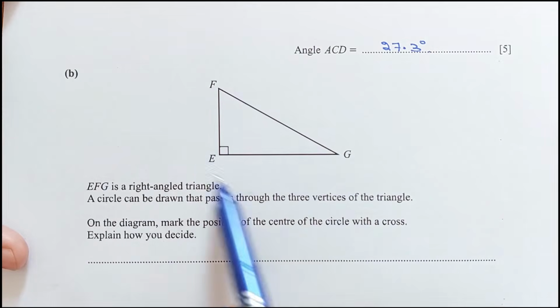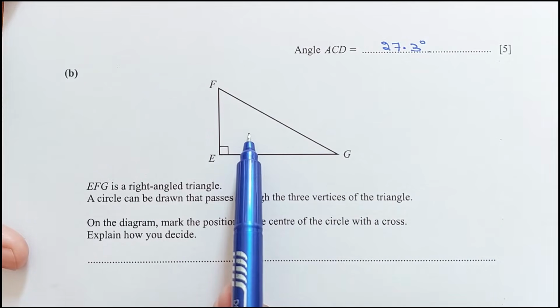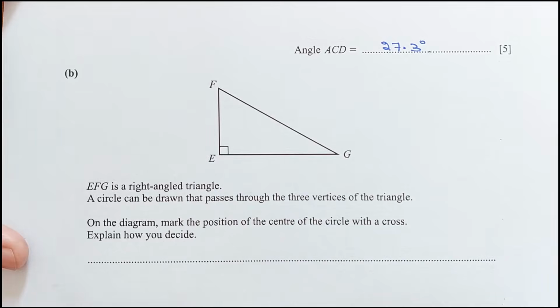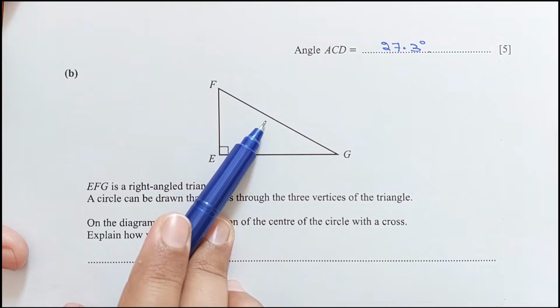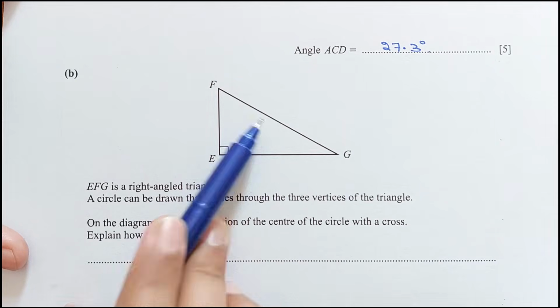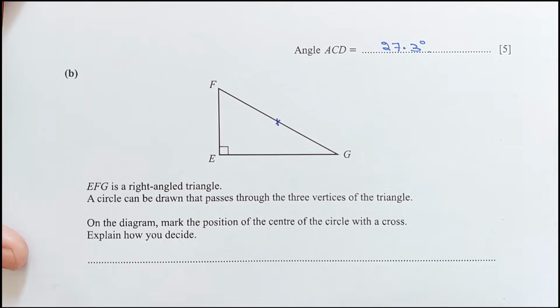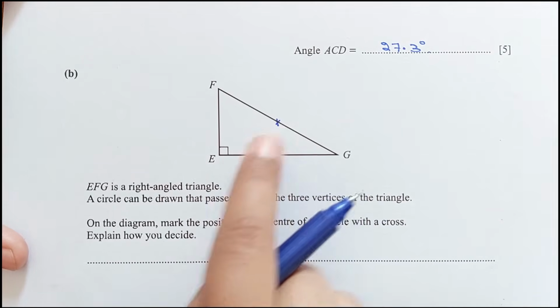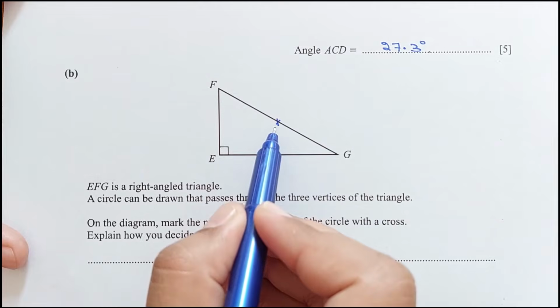So if we draw the circle that passes through the three vertices, and this triangle is inside the circle, and this is a right angle triangle, so it means F to G is the diameter of that circle, and the midpoint of FG is going to be the center, because we know that the triangle over the diameter is a right angle triangle, and the angle opposite to the diameter is the right angle. So the position is the midpoint of FG.